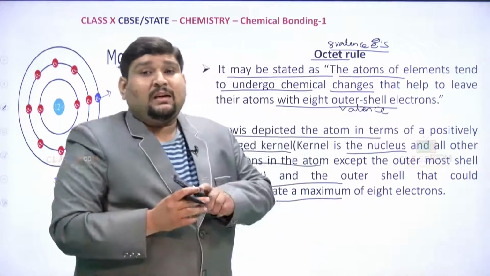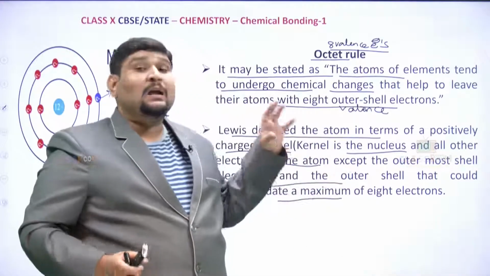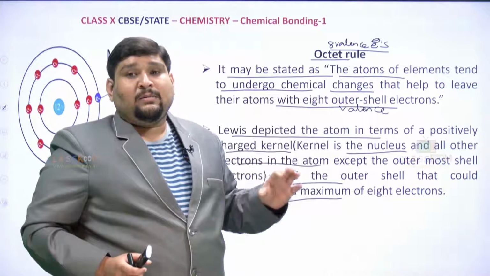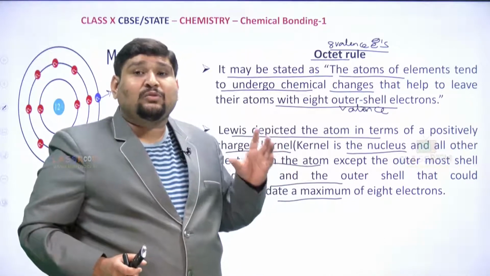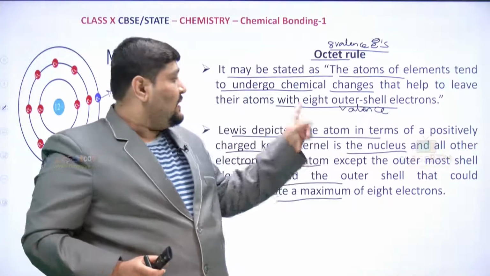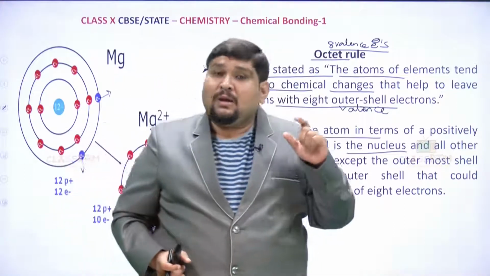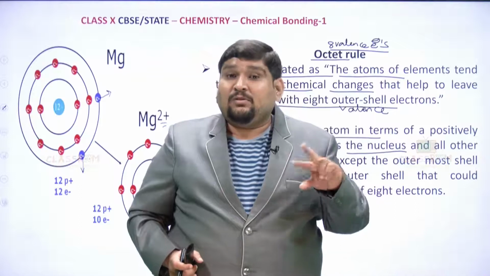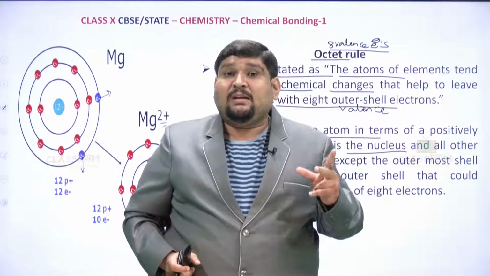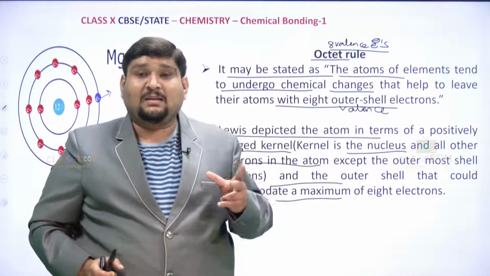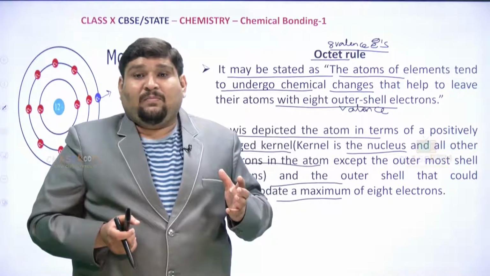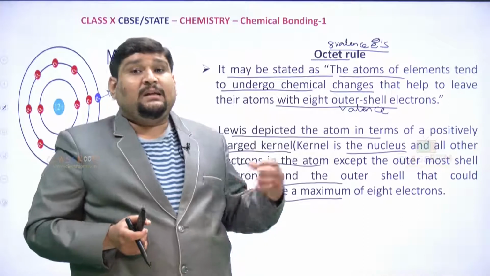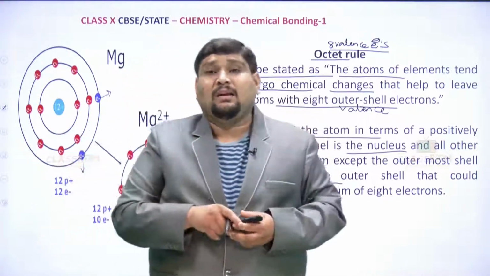So here we are very particular about the outermost shell, because we are going to consider the outermost shell, which needs to be filled with 8 electrons in order to attain stability. During chemical changes, the losing or gaining of electrons in an atom needs to satisfy this, and the atom becomes stable by accommodating 8 electrons in its outermost shell.